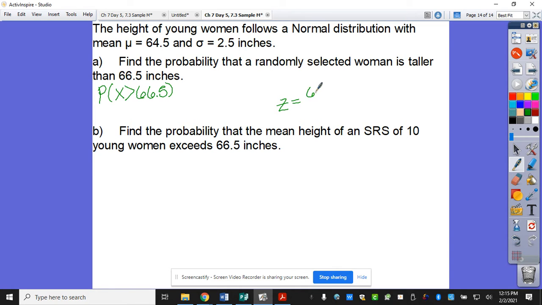So I'm doing 66.5 minus 64.5, divided by 2.5, which gives me a z-score of what? 0.8, is that what you said? And I could rewrite this in terms of z.